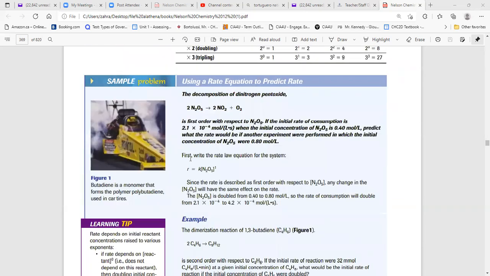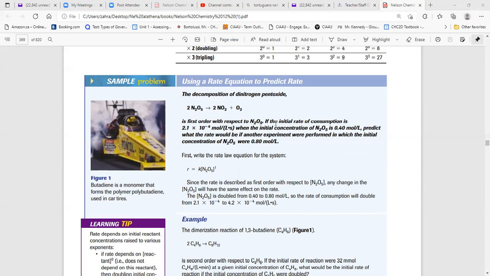All right, look at this question. The decomposition of dinitrogen pentoxide is first order with respect to N2O5. It means the rate of reaction R is k[N2O5] to the power of 1, because it's with respect to N2O5. The order is 1, first order means the power is 1.